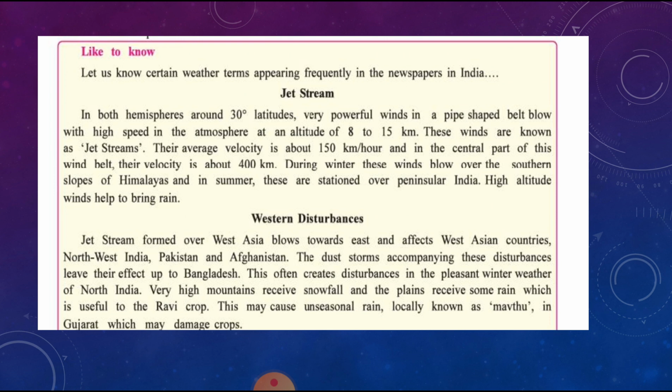This unseasonal rain in Gujarat is locally called Mavthu. We say in Gujarati that it is a Mavthu rain, that is, unseasonal rain which does not occur in the monsoon but outside of it. So it is called Mavthu in Gujarat, and it also damages many crops.